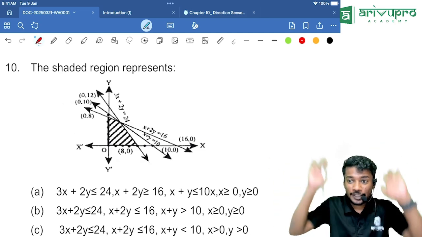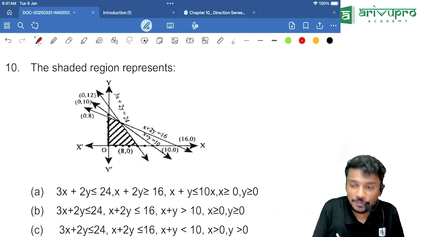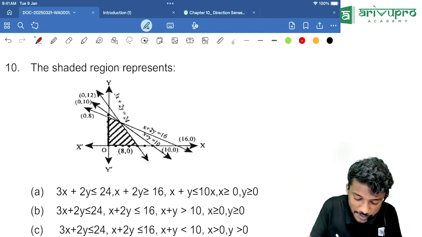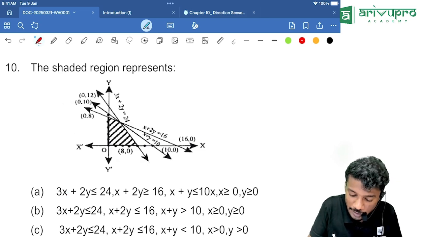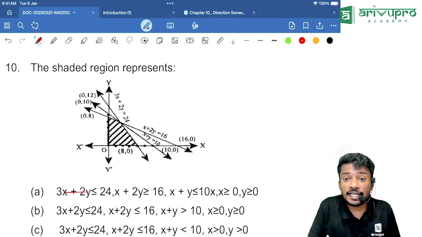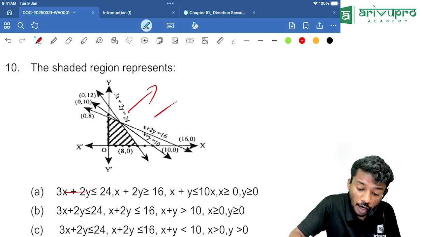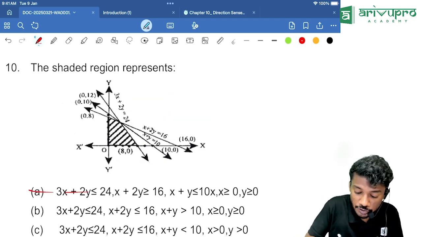It is going towards the origin. What we will do? We will just substitute 0, 0 everywhere. First option, try 0, 0. 0 less than 24. That is correct. Then 0 plus 0 greater than 16. Is that correct? No. Then it should go up. It's not happening like that. So this option is wrong.